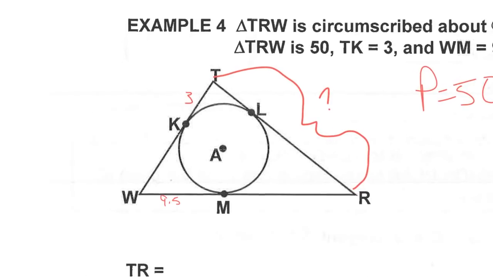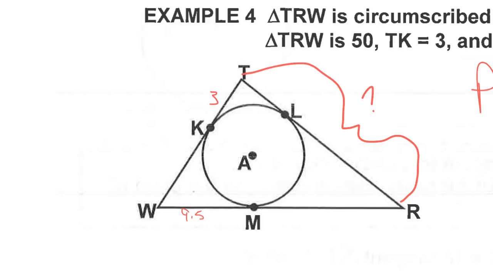Now, we know some stuff, because if I look at this circle, if I just look at K and L, those are both points of tangency with T as their exterior point. So that means these two pieces are congruent, so I know part of what I need. I know the same thing over here, that WM and WK are going to be congruent. So this is also 9.5. The only thing I don't know is L to R and M to R, but they're in that same situation with the exterior points, so they're congruent. So I'm just going to call them both X. That's what we're looking for right now.